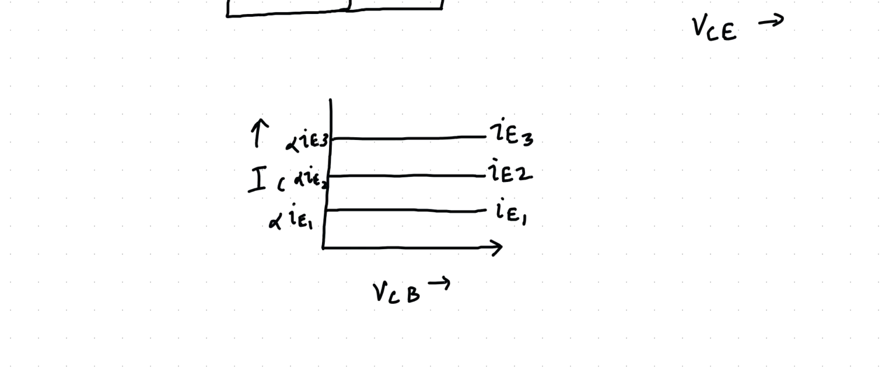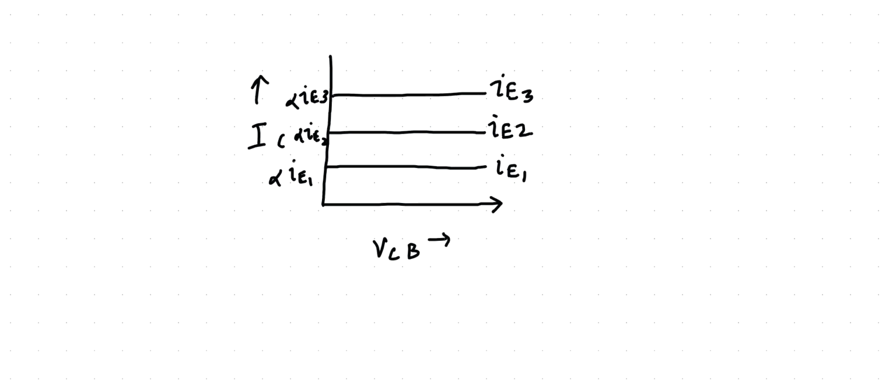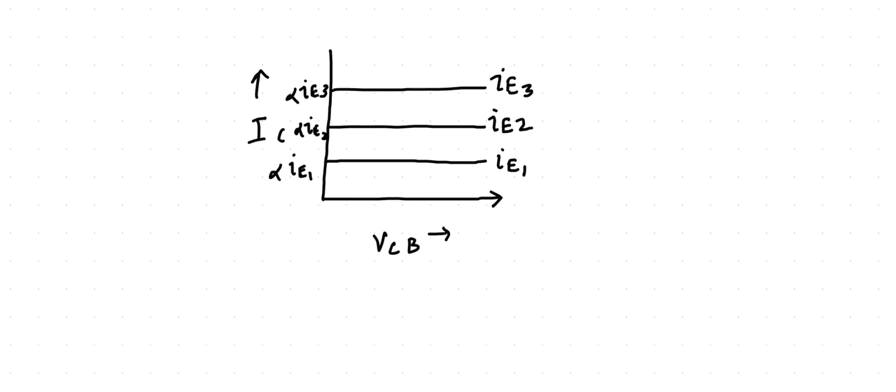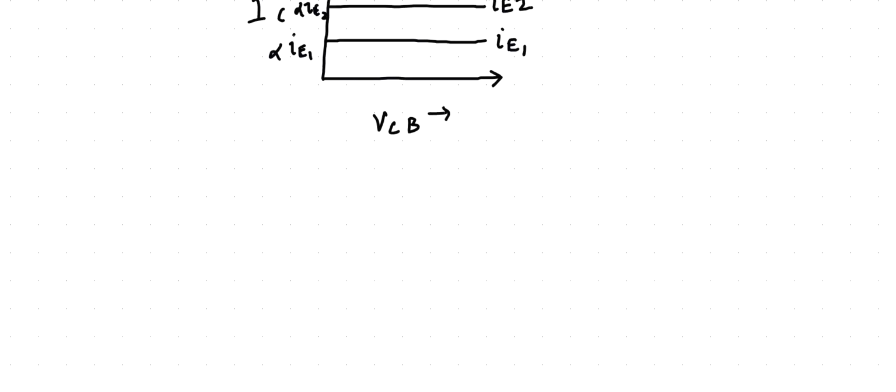So this doesn't depend upon the value of voltage. You can see, you keep on increasing VCB, IC remains the same, right? Because it depends upon the emitter current. So these are all the ideal bipolar transistor common base current-voltage characteristics.